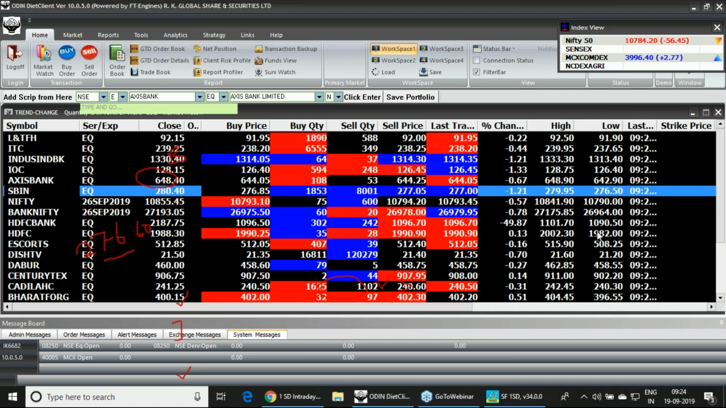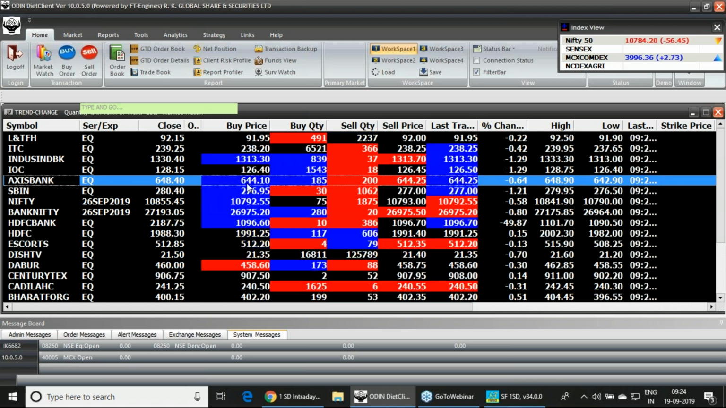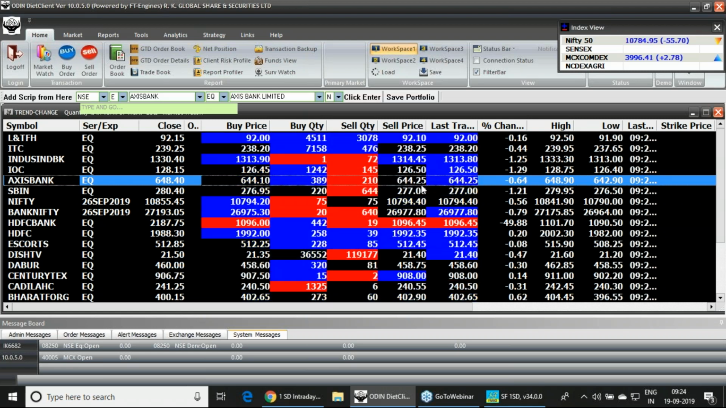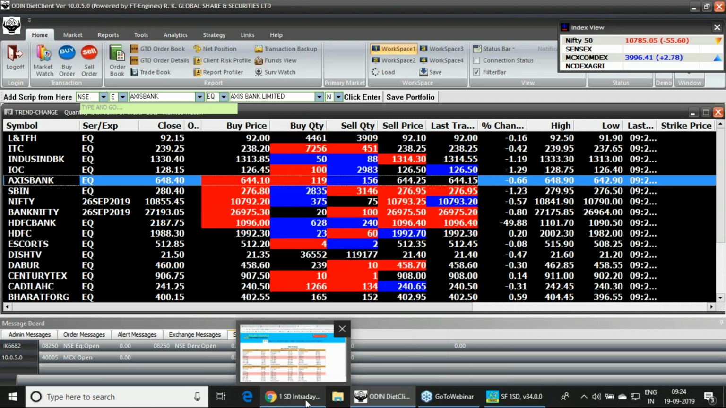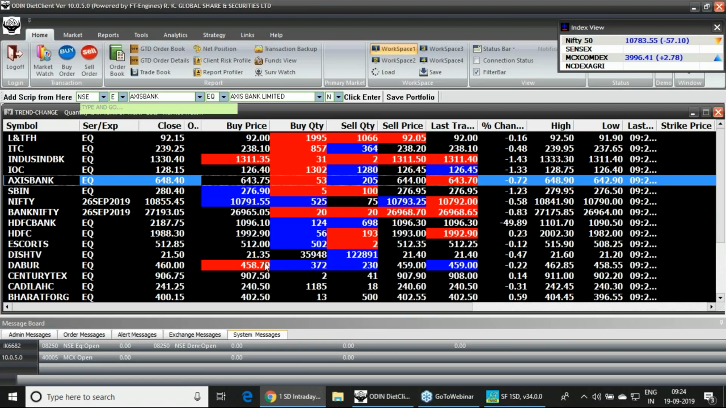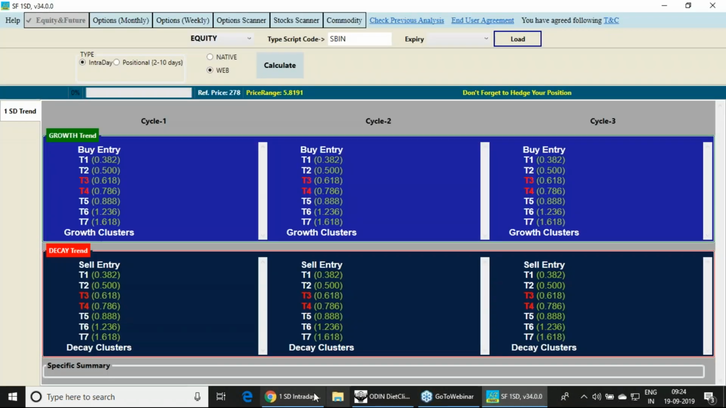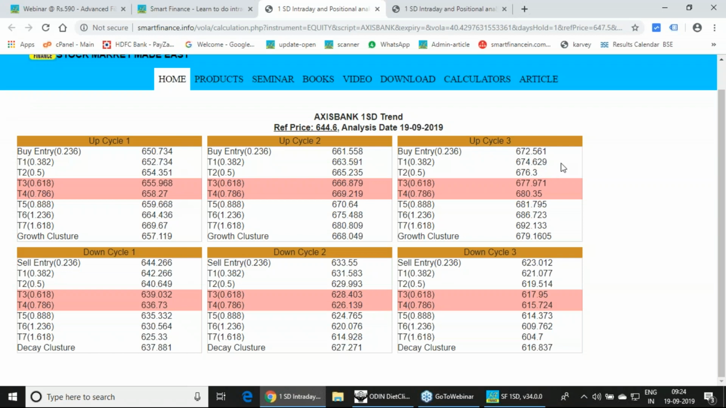Now coming to the next part. Axis also we have analyzed. Axis Bank is quoting at 643.75, 644 it is trading. So these are the calculations we have derived. Can anyone tell me what I should do now? 644, Axis is trading now. Should I buy, sell, or wait? Sell Axis Bank. It is at the selling entry point.